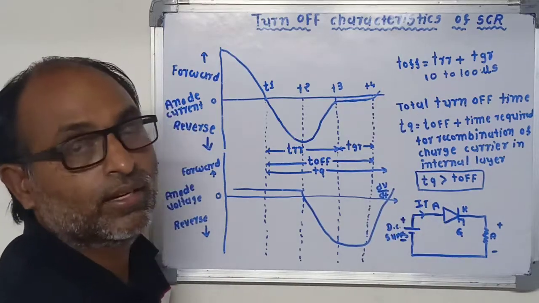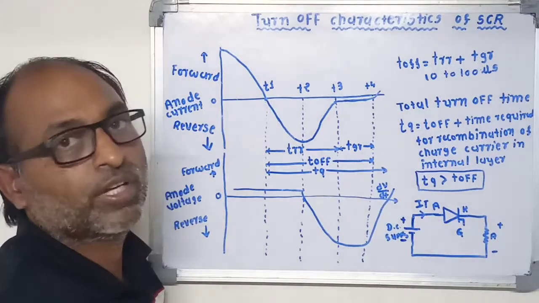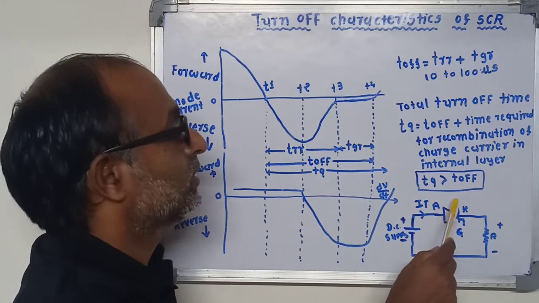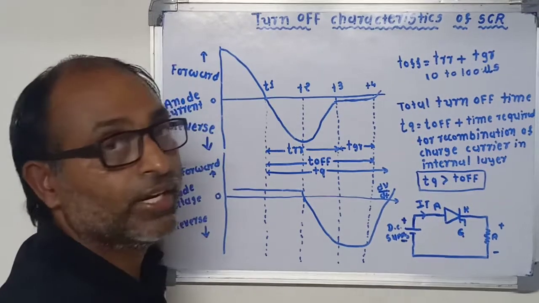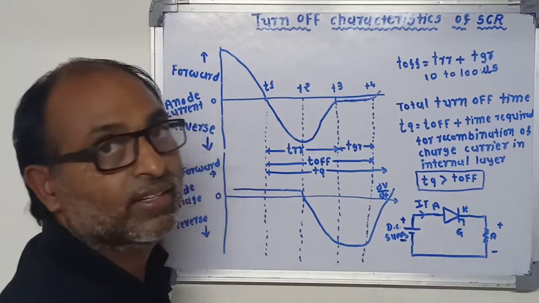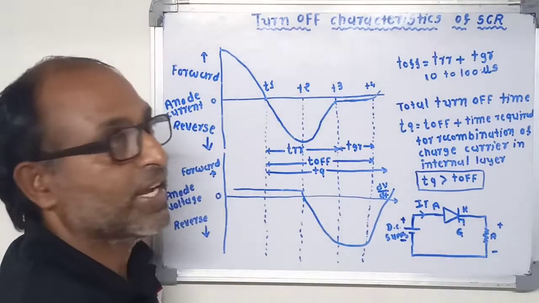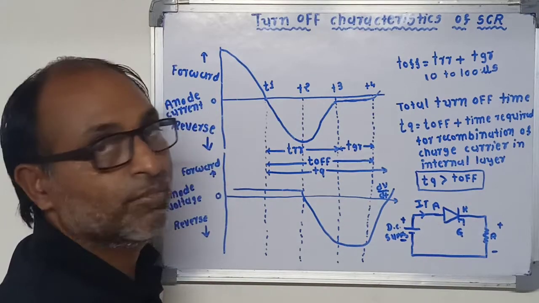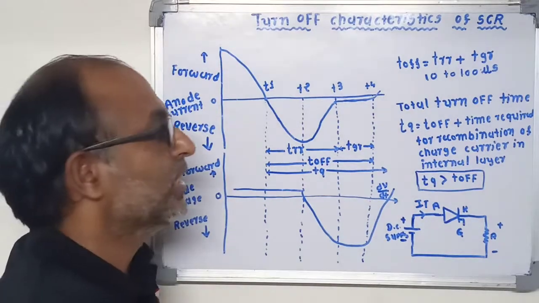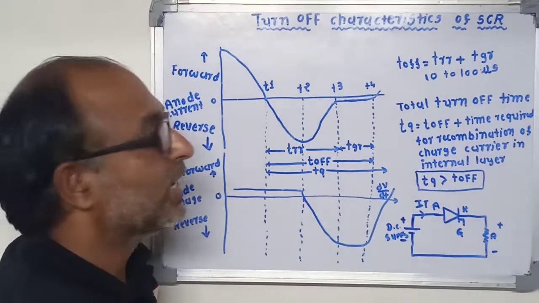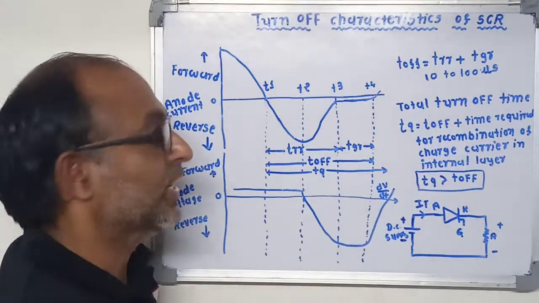Characteristics of SCR. These are the most important characteristics of the SCR. Now the SCR is operated on DC supply. A forward biased SCR can be turned on by applying a gate triggering pulse. The SCR remains in the on state even when the gate signal is zero. That means there is no control of the gate.